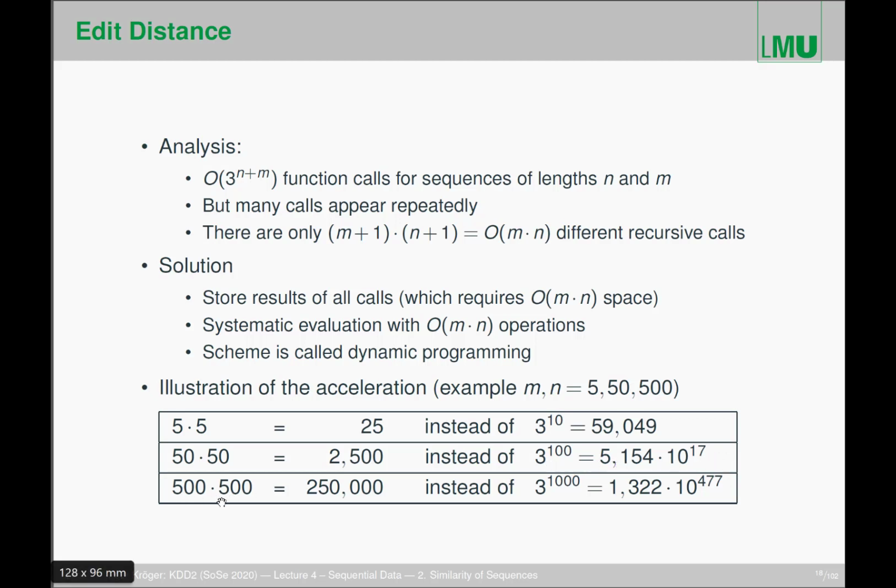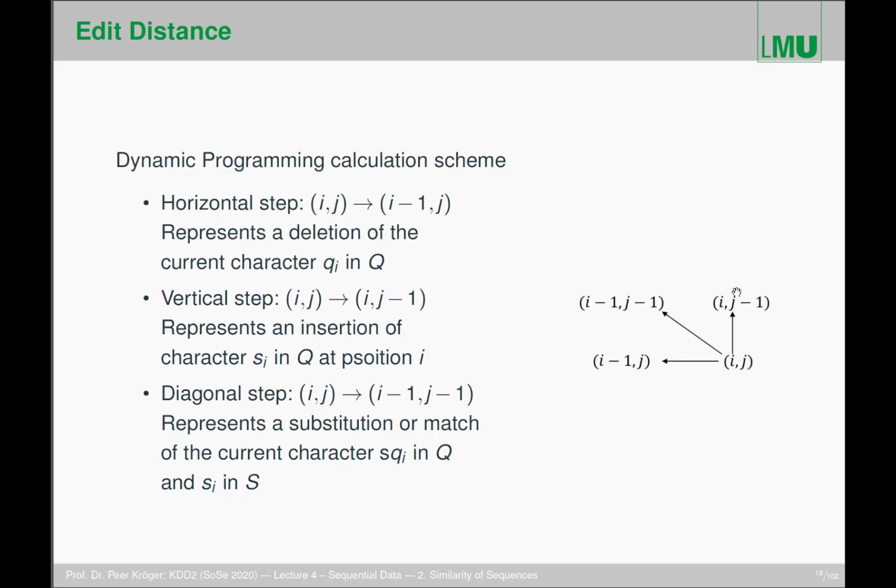The same holds true, of course, for 500 times 500, where the difference is just ridiculously big. Coming down from 3 to the power of n plus m to m times n is such a huge improvement that you are, of course, extremely happy, even if this is some kind of a quadratic appearance. Of course you'll take it. If you just look at the sheer numbers, the speed up is really ridiculously huge. So how can we do that?